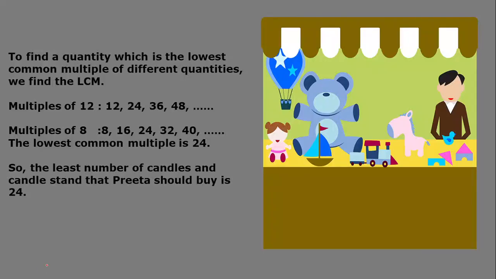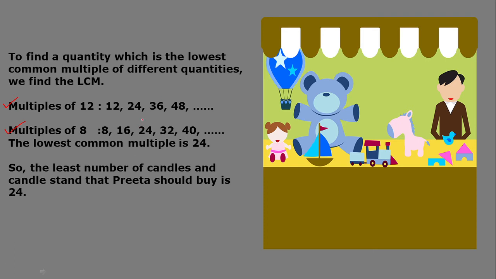Now, see children, what will be the LCM? Firstly, we know we have to write the table of 12 and 8. So come on, let's start writing. It will be 12, 24, 36, 48, and so on. 8, 16. We have written the tables of 12 and 8. After that, children, you have to find the common multiples.